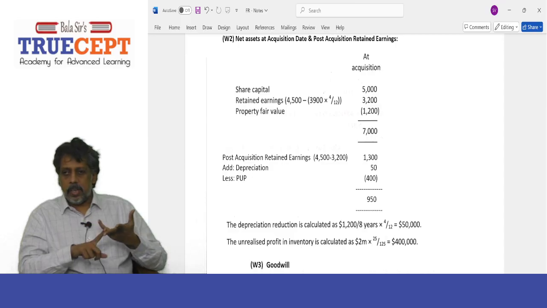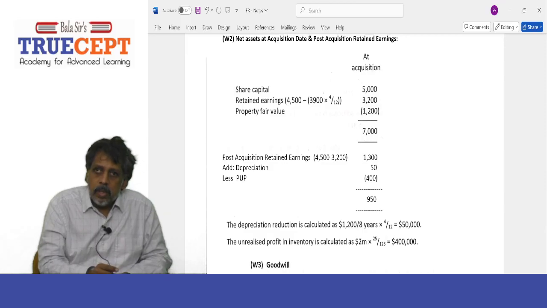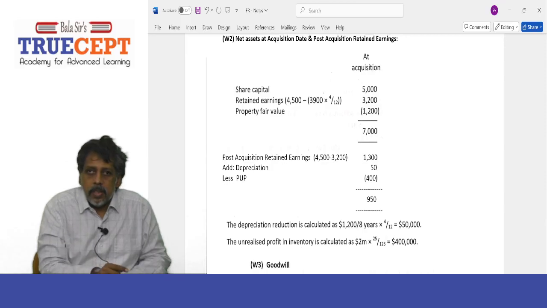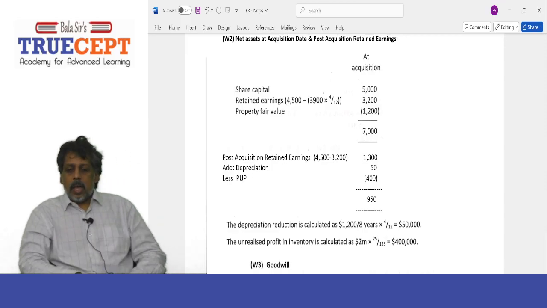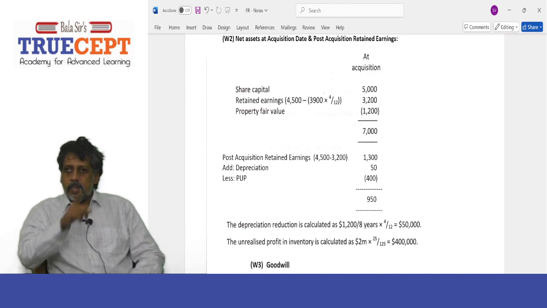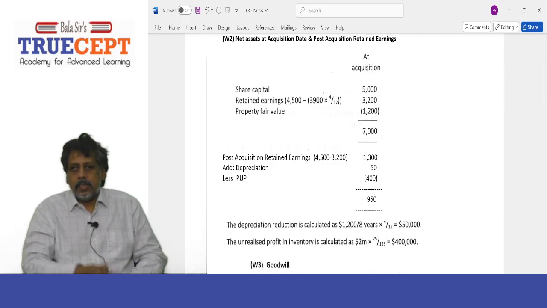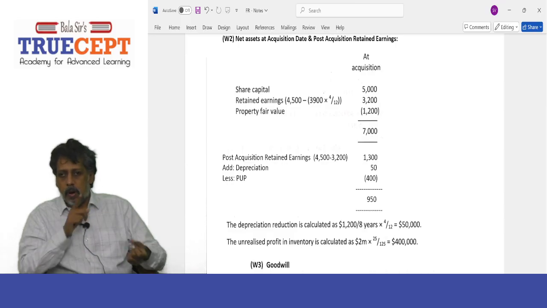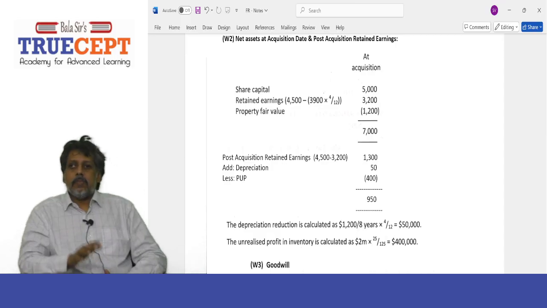And then what is next? Next is the property fair value. Remember the downward valuation? It is 1,200 in brackets. Because there is a downward valuation, the 1,200 is subtracted. And what is the net amount? 7,000. That is the fair value of net assets of the acquiree, Sanford, as at the acquisition date. So 7,000, in thousands. Then in the same working, retained earnings is very simple. What should I do?